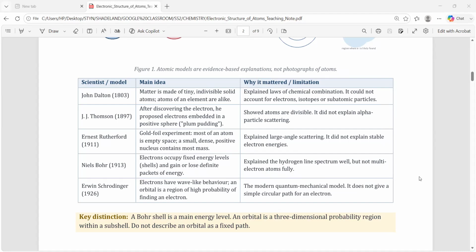So now I want Eko Kamsi. Eko Kamsi, unmute yourself and read J.J. Thomson. J.J. Thomson, 1897. Good. After discovering the electron, he proposed electrons embedded in a positive sphere, that is plum pudding. Plum pudding. Okay. Why does it matter? Show that atoms are divisible. It did not explain alpha particle scattering. Alpha particle scattering. Very good.